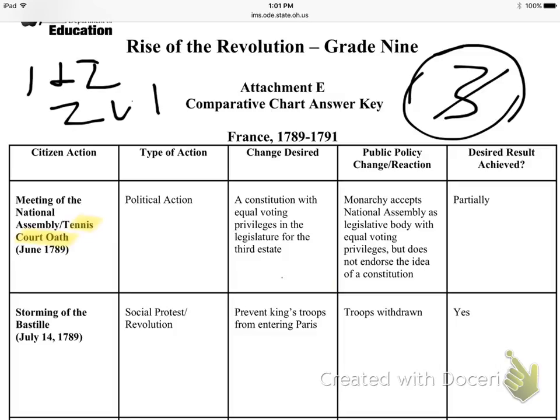So Estate 3, they get ticked off. And what do they do? They take a political action, which if you recall from our study, political action is when a group of people really want to focus in on one law or one set of laws to fix things.